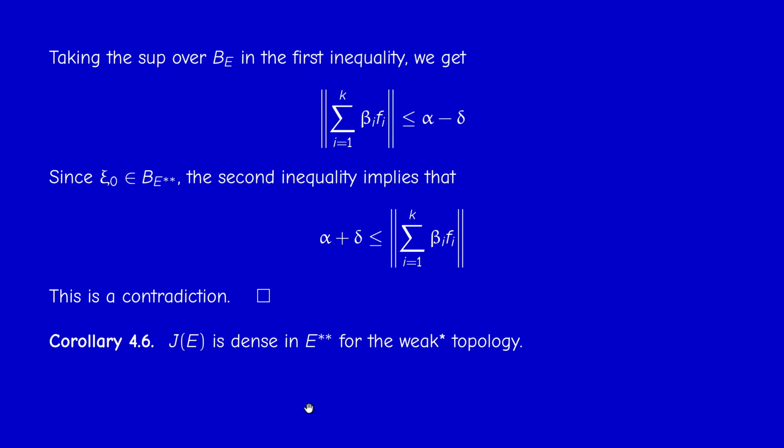Okay, and as a corollary, it's a good exercise to test your understanding. Prove that J of E, the image of the whole space, is dense in the bidual for the weak star topology, of course.